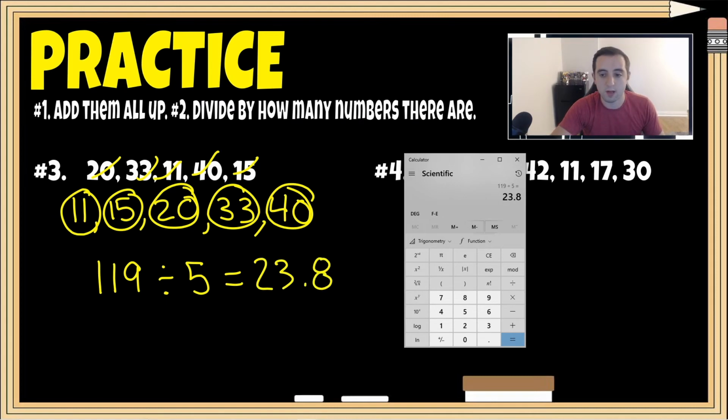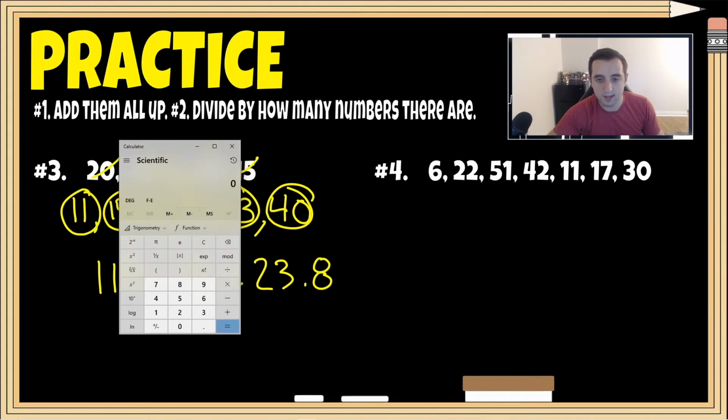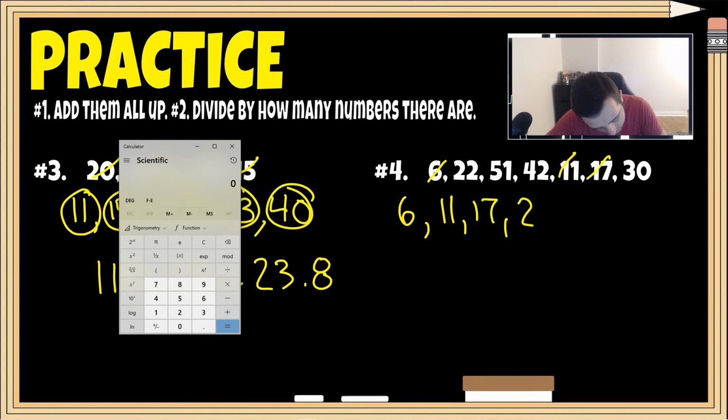So hopefully you got that one right when you tried it on your own. And now we will just move the calculator on this side. And let's do the same thing for number 4. So again, from least to greatest, we have 6, followed by 11. Then we have 17, 22, 30, 42, and finally 51.